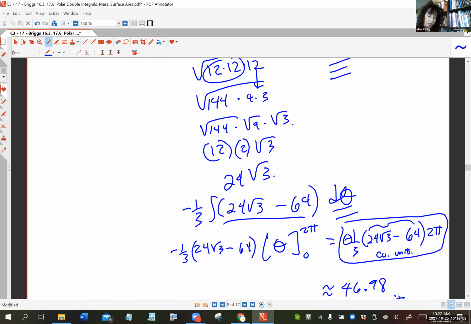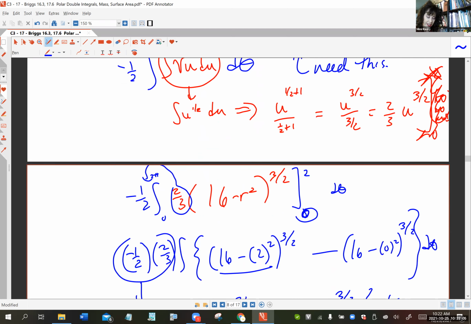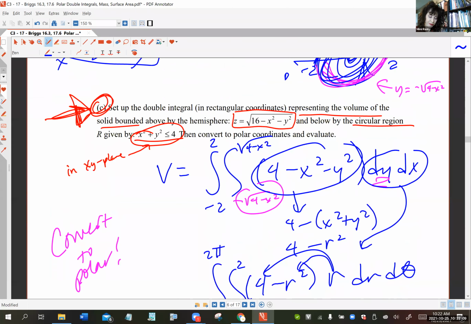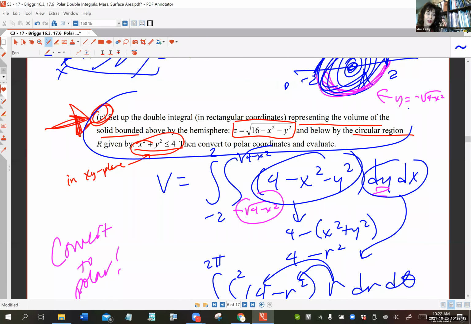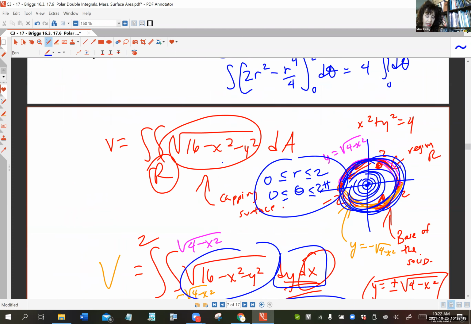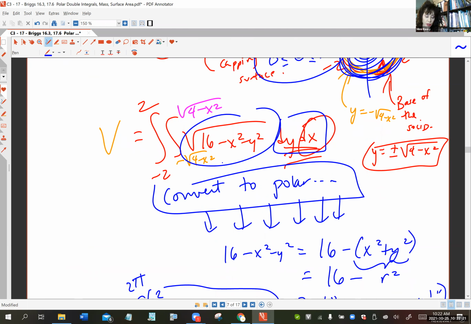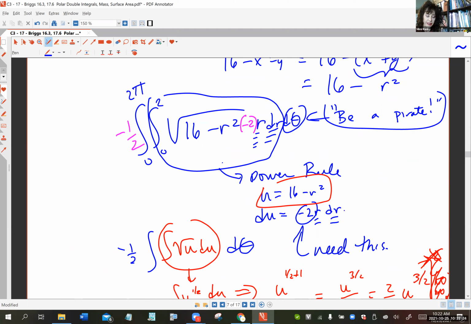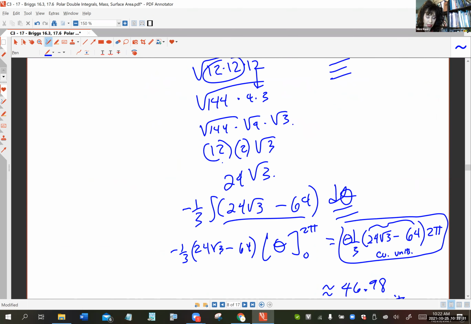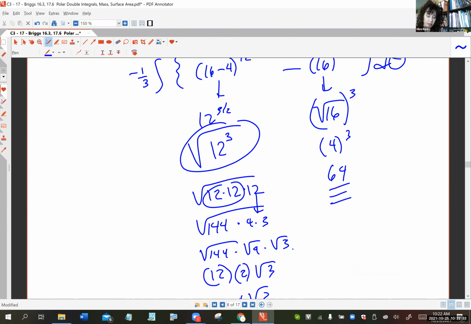Woo! So let's recap this problem. They asked us to set up a double integral representing the volume of a solid where they gave us a capping surface and they told us about the base of the solid. Turns out it was really kind of crazy to evaluate that using rectangular coordinates, so we converted to polar, and then it turned out it was integrable. Yay, success. And then we had to do a bunch of U sub and work it all the way out. Okay, so that was a really crazy example.